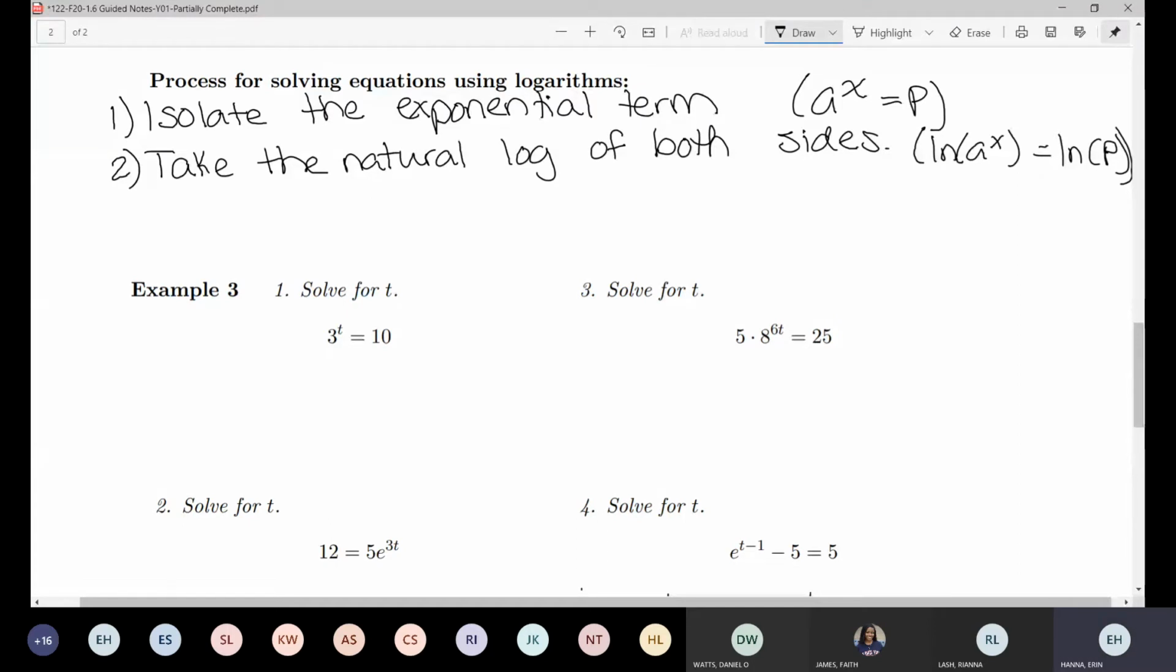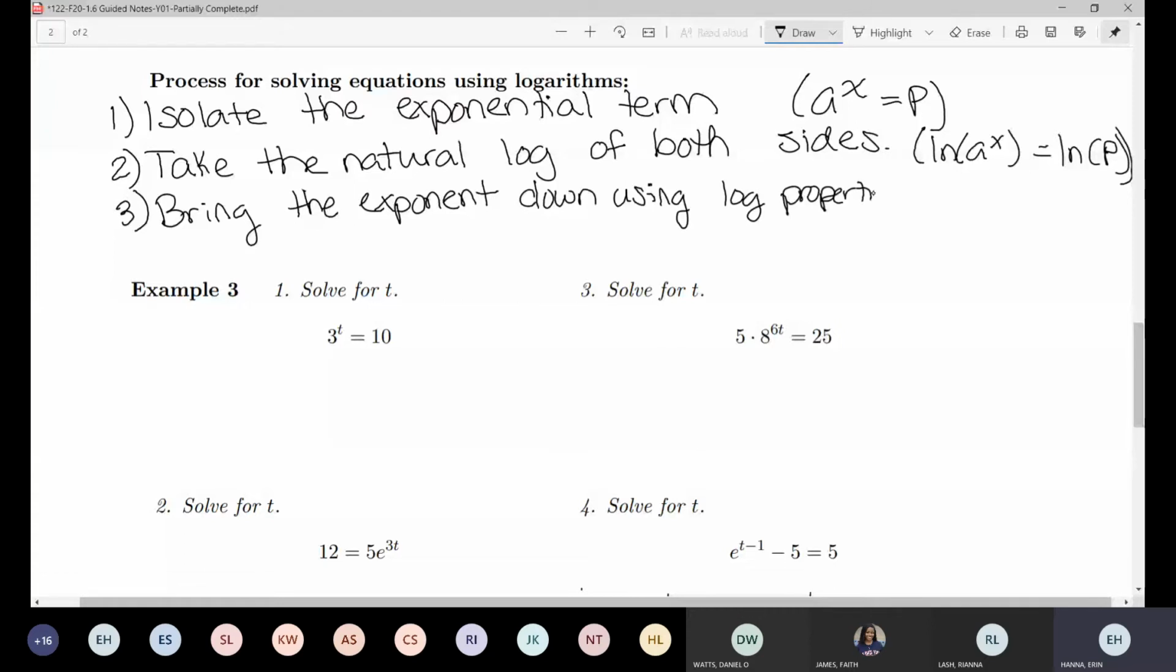Once again, I think I said this before, if you know how to work with other log bases and you want to use other log bases, go right ahead. You're going to bring the power down. I'm going to say exponent, actually, because sometimes it's more than just a number power, and you usually want to take the whole entire thing out. So bring the exponent down using log properties. So then you'd have something like x ln of a equals ln of p.